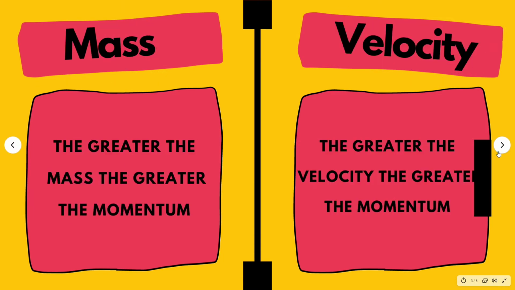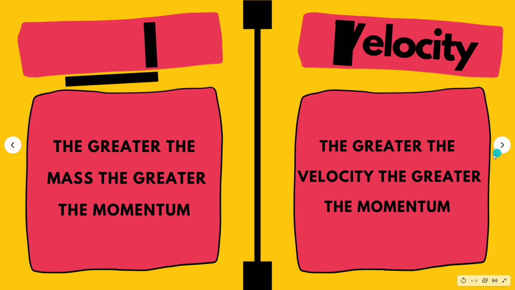Now let's look at the relationship between momentum and mass, and the relationship between momentum and velocity. Momentum and mass are directly proportional, and therefore the greater the mass, the greater the momentum. Similarly, momentum and velocity are directly proportional, and therefore the greater the velocity, the greater the momentum.